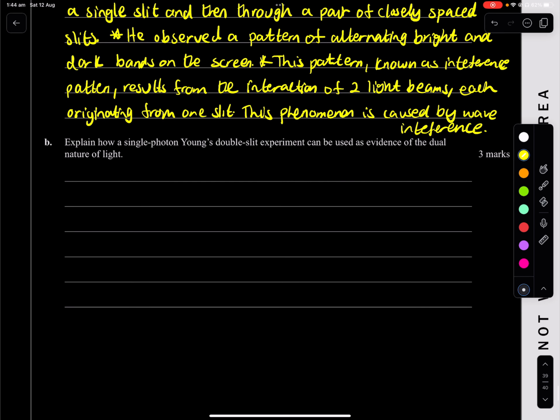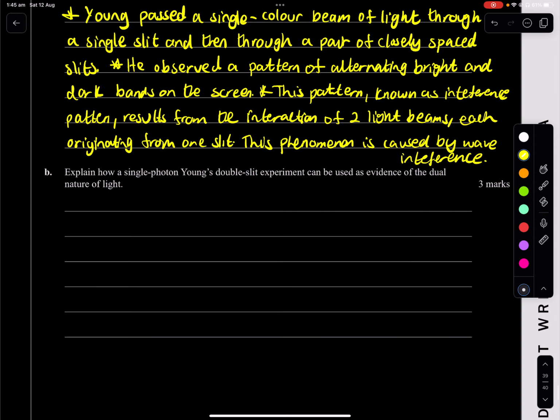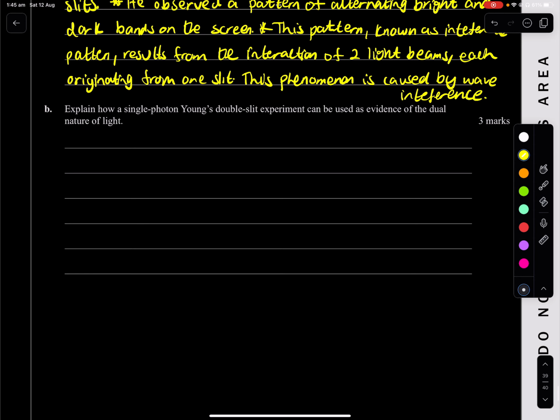Done. Another 3 mark question: Explain how a single photon Young double slit experiment can be used as evidence of the dual nature of light. For this one, if you guys have my summary sheet from my tutoring class, it has a similar question like this. This is how we can pretty much show evidence of the dual nature of light, so this is what you should write.